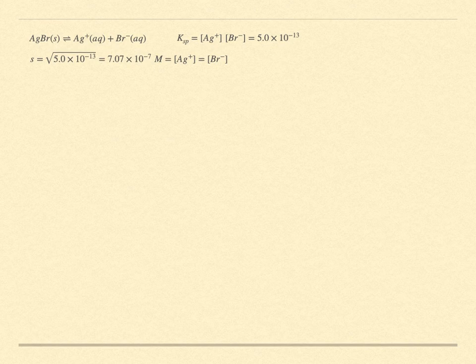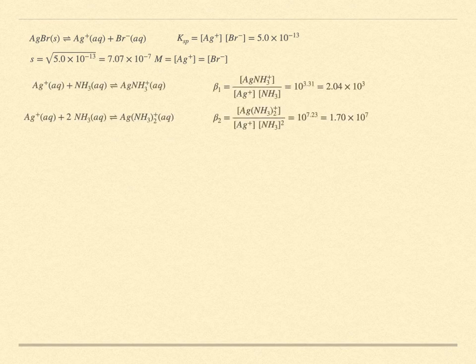But what if we were to add some solid silver bromide not to pure water, but to an aqueous solution of ammonia? So let's say it's 1 millimolar in ammonia. If we were to look up in tables, we would find that silver ion is able to form a complex ion with both 1 and 2 molecules of ammonia. Here are the relevant equilibrium data, which, along with the KSP equation, define this chemical system. We're trying to determine the solubility, which is found in the total concentration of silver ions.